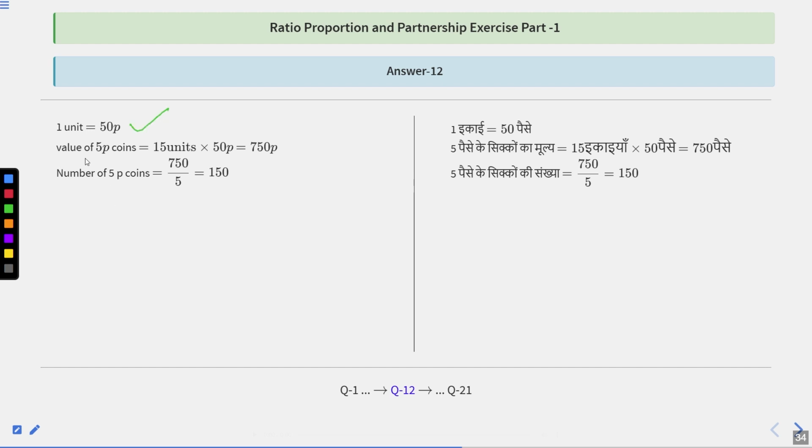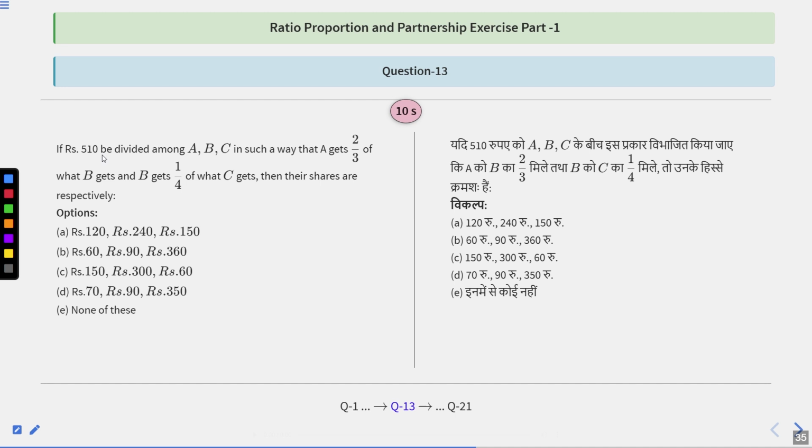Clear? Now find the value of 5 paisa coins. First, what do we find? The value. So 1 unit is equal to 50. So 15 units will be 15 multiplied by 50 paisa, which is 750 paisa. Clear? Now the number of coins of 5 paisa. So we divide the value by 5, which equals 150. When we divide 750 by 5, we get 150 coins of 5 paisa. Clear? Next one.